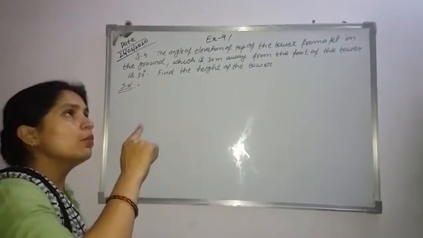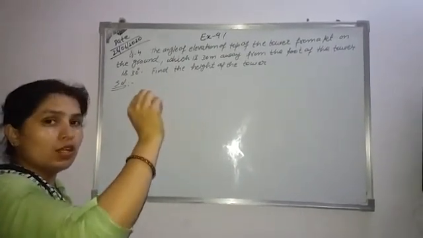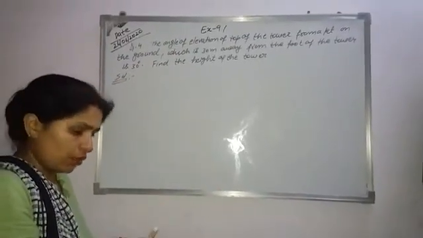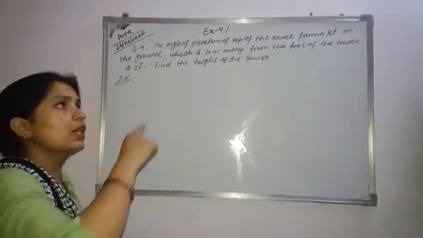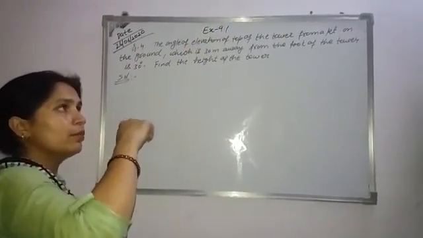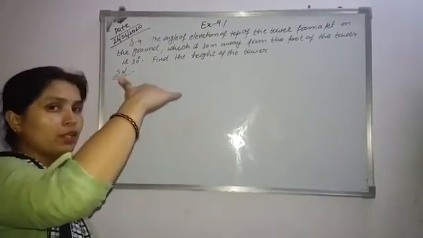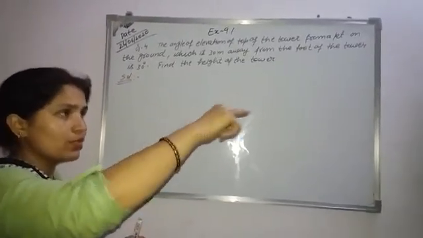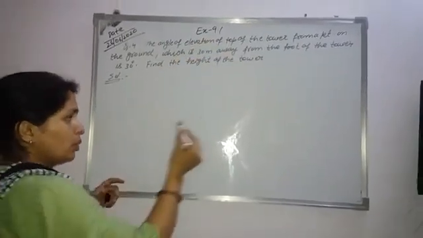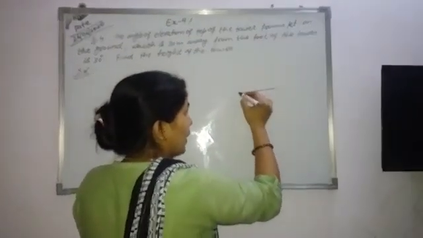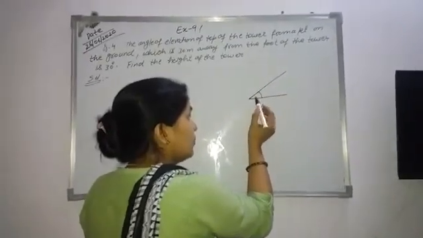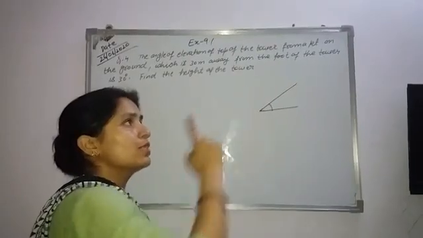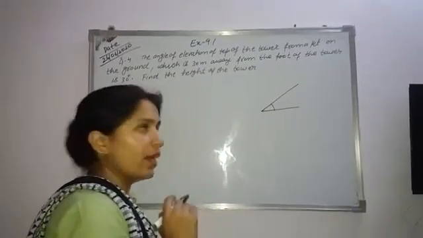When our head is up, we want to see something, an object which is above the height of where we are standing. Then there is a line of sight. According to our height, we make a horizontal line. The angle between the horizontal line and the line of sight is the angle of elevation. When our head is up to see something, there is an angle of elevation.